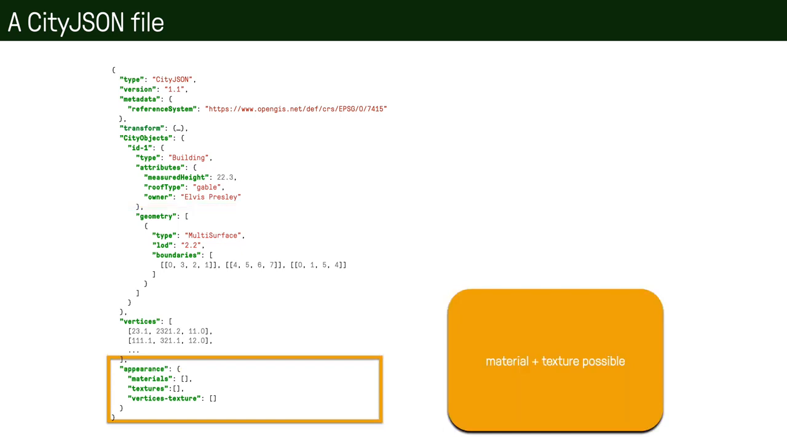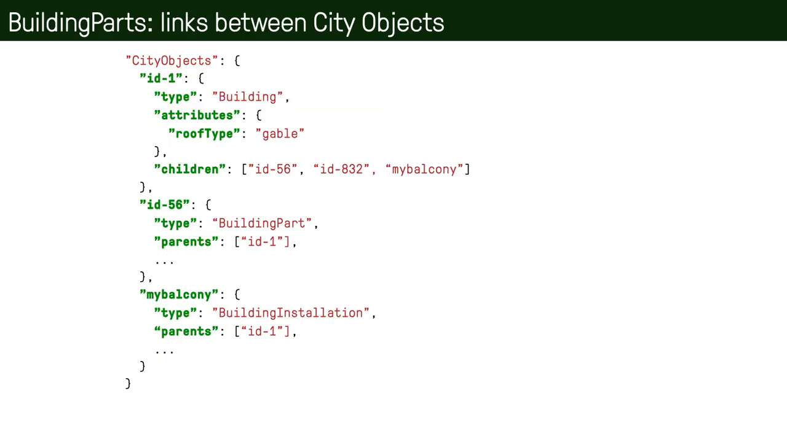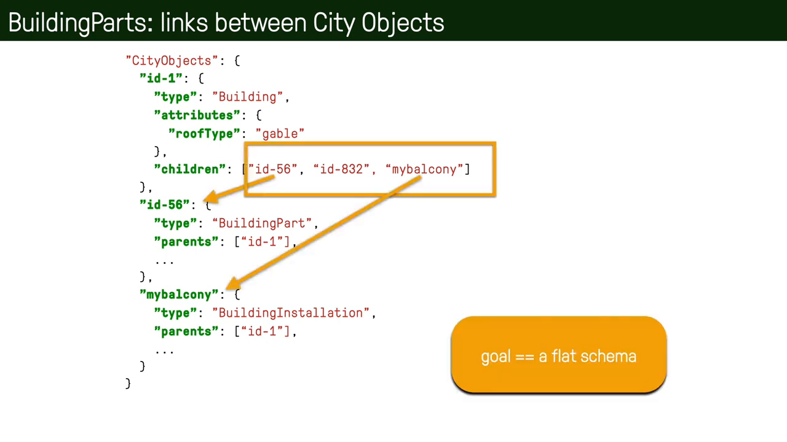And finally, as is the case with CityGML, we can represent textures and materials for all of the surfaces or objects that we have in the file. One particularity of CityJSON is that since we store building and building parts in a flattened way, so at the same level, then we have to have a way to link them. And this is realized with this simple mechanism. So every city object can have children and can also have parents.